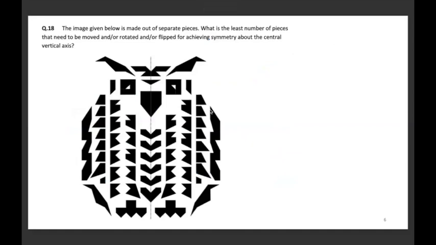The image below is made up of separate pieces. What is the least number of pieces that needs to be moved, rotated, or flipped for achieving symmetry about the central vertical axis? For to achieve symmetry about the central vertical axis, how many pieces will be moved, rotated, or flipped? Okay.